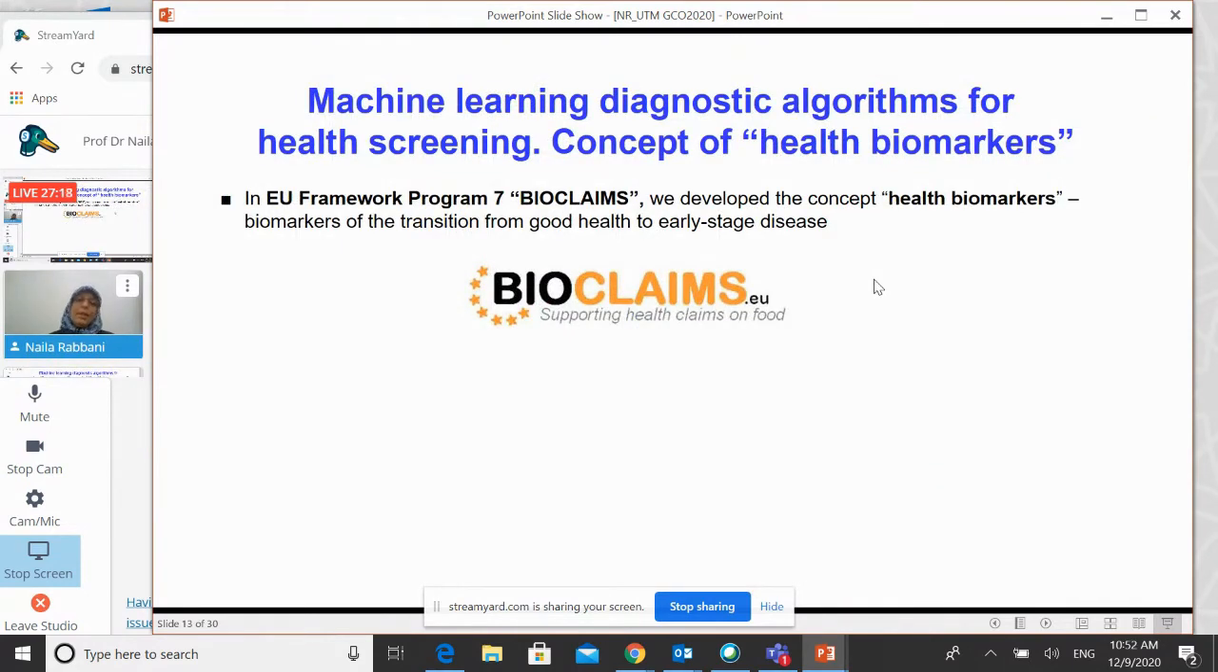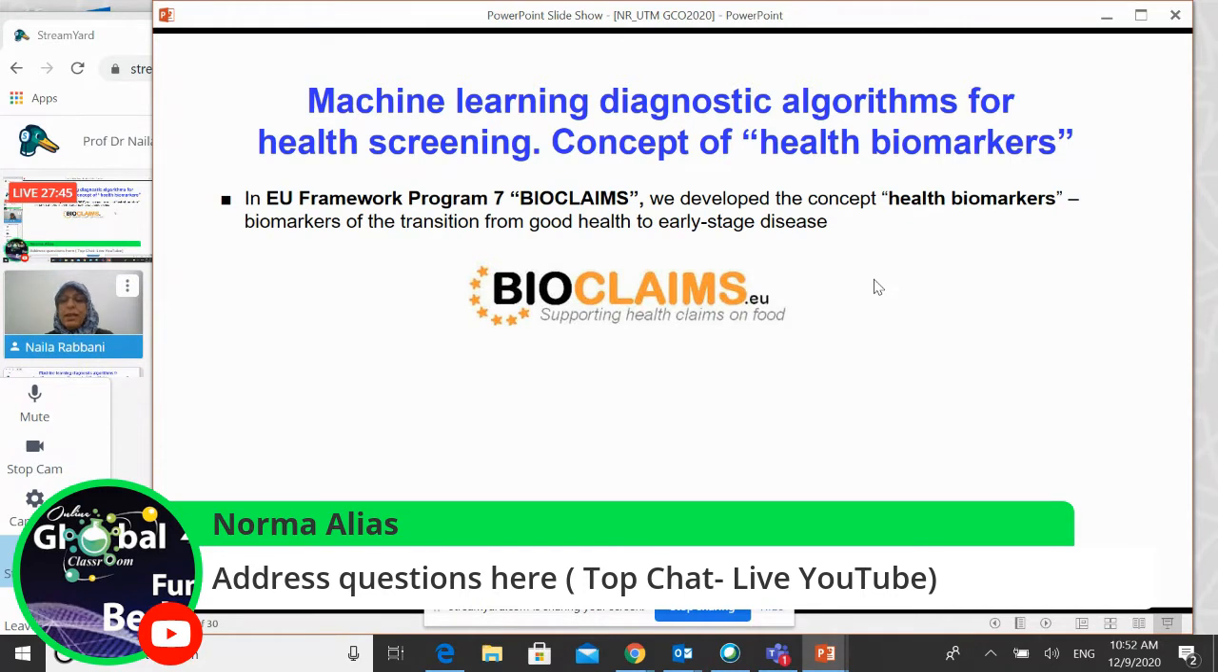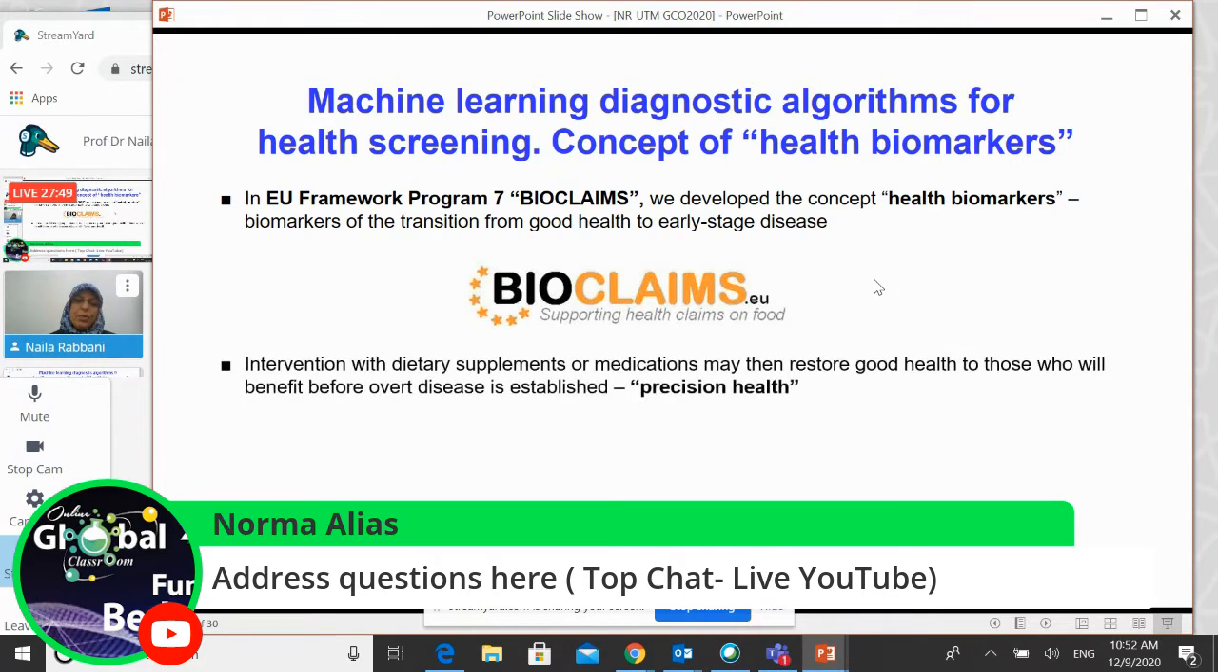We came up with the concept of health biomarkers in our EU Framework Programme 7 project, BioClaims. What it means is biomarkers of the transition from good health to early stage disease. We wanted to find health biomarkers where we can find out if a person is moving from good health to not so good health. If you know that in advance, then intervention with dietary supplements or medication may restore good health in those who will benefit, before overt disease is established. That we term precision health.